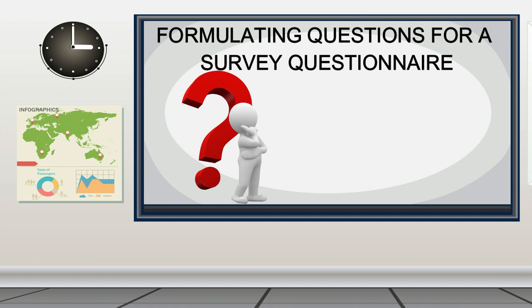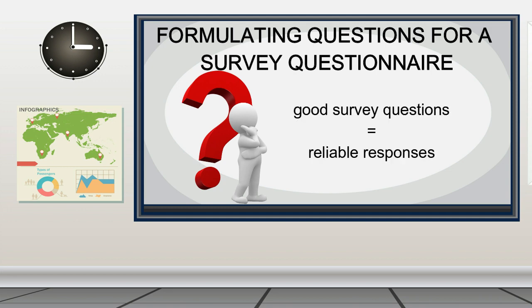Formulating questions for a survey questionnaire. If you take time to write good survey questions, you'll be well on your way to getting the reliable responses you need to reach your research objectives. The first choice you have to make is the type of questions to use. Most questionnaires for quantitative research, if not all, make use of close-ended questions that give respondents a fixed set of options to choose from. These close-ended choices can be simple yes-no options, multiple choice options, Likert rating scales, and more.